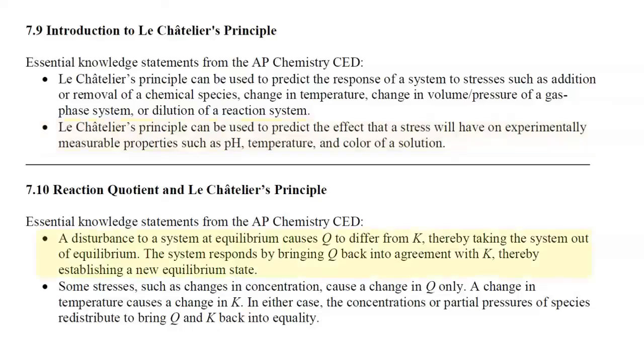A disturbance to a system at equilibrium causes Q to differ from K, thereby taking the system out of equilibrium. The system responds by bringing Q back into agreement with K, thereby establishing a new equilibrium state. Some stresses, such as changes in concentration, cause a change in Q only. A change in temperature causes a change in K. In either case, the concentrations or partial pressures of species redistribute to bring Q and K back into equality.